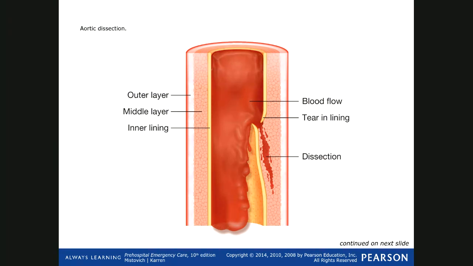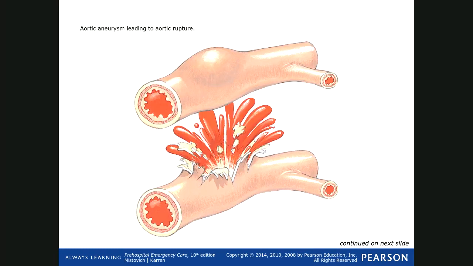So let's say that you have one like this in your descending aorta or your abdominal aorta. What separates the thoracic aorta from your abdominal is your diaphragm. Anything above the diaphragm is considered thoracic. Anything below the diaphragm is considered abdominal. So if you have a dissected one, just think about where that blood's going to drip.